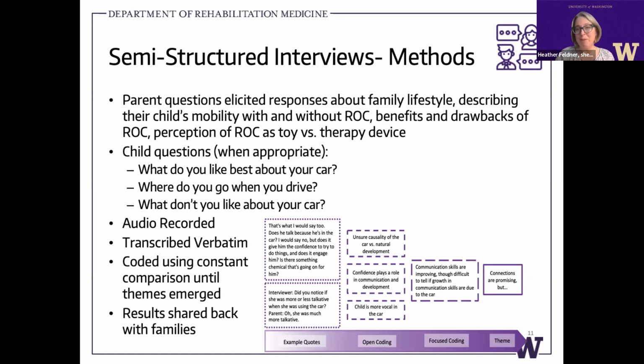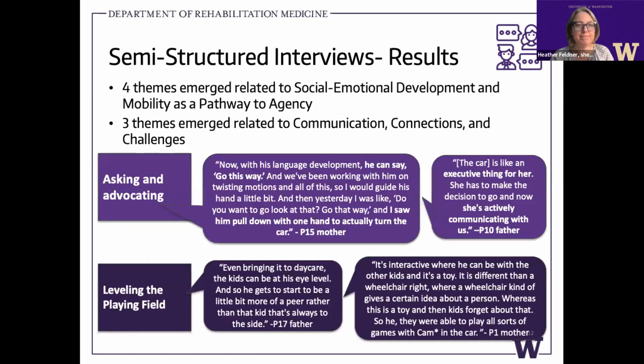Things like, what do you like best about your car? Where do you go? What don't you like about your car? And so these were all audio recorded and transcribed verbatim. We conducted interviews at 3 points in time across the year intervention. And we coded these using constant comparison until themes emerged. And then we shared our results back with the families to make sure that we were interpreting them accurately and avoiding any errors. And this image on the screen here just shows an example of a quote and the coding process that we used to ensure rigor.